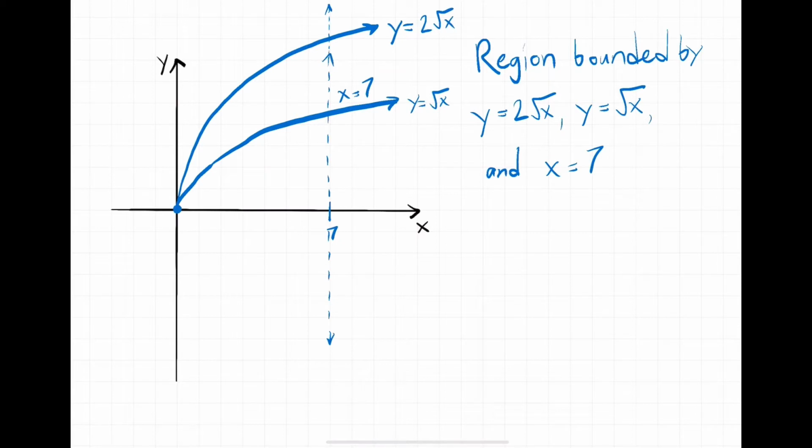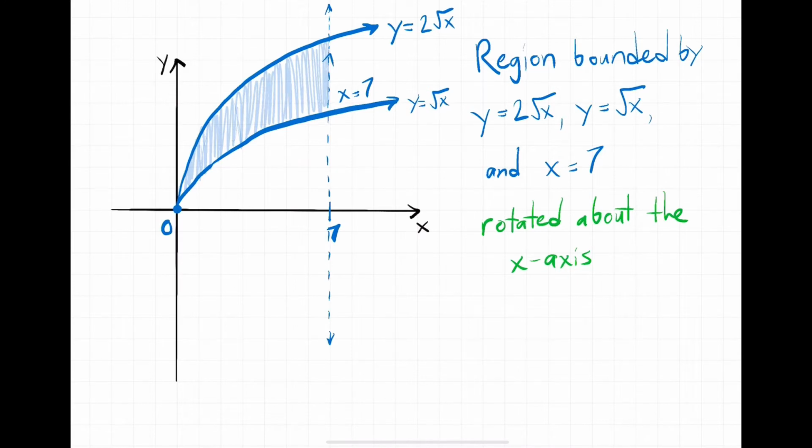Now we can fill in the region that will get rotated about the axis. It's this region right in here, the region that's in between the two curves and the line. And right away, while we're looking at our graph, let's note what the bounds are on x. The bounds are clearly going from 0 at the left to 7 at the right. So we'll save that away for future reference.